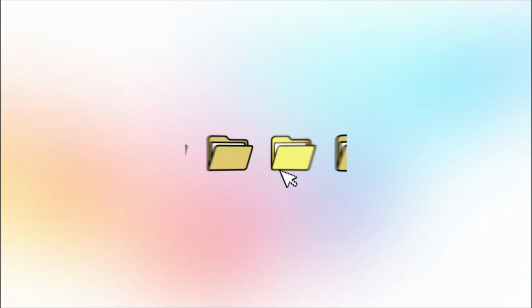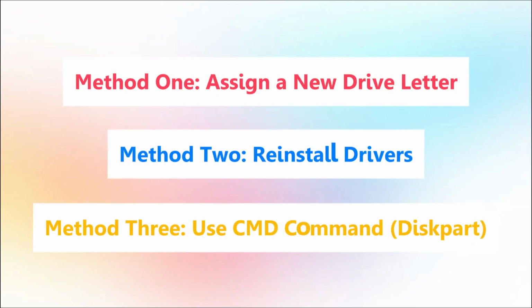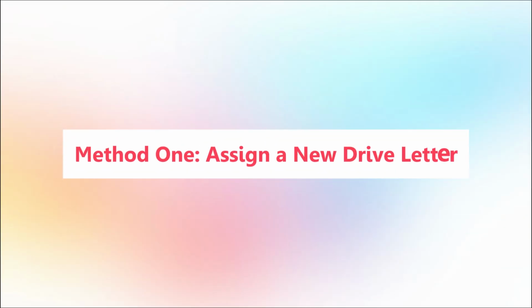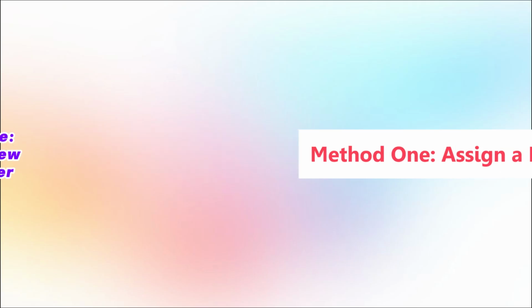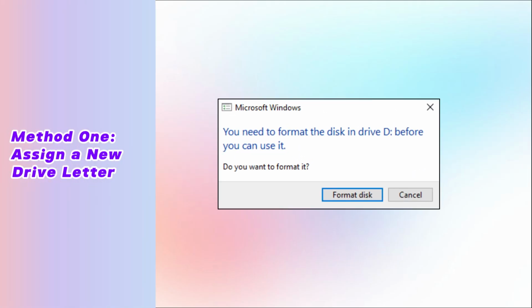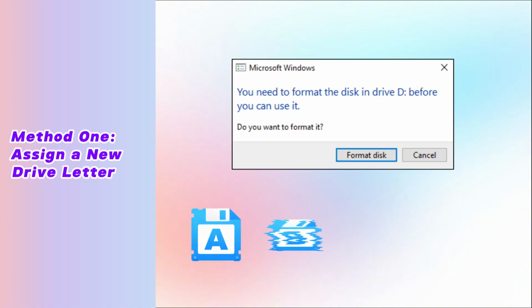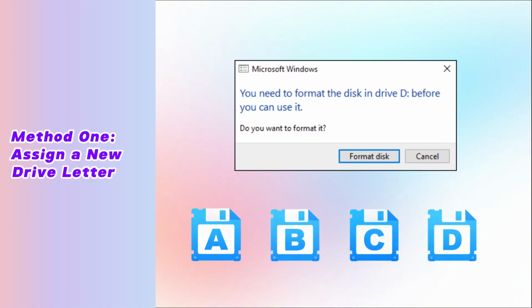Great! Your files are safe! Now, let's try to repair the USB drive itself and get it back to working normally. Here are 3 system-level repair methods. Method 1. Assign a new drive letter. Sometimes a USB drive is inaccessible simply because the system hasn't assigned a drive letter correctly.